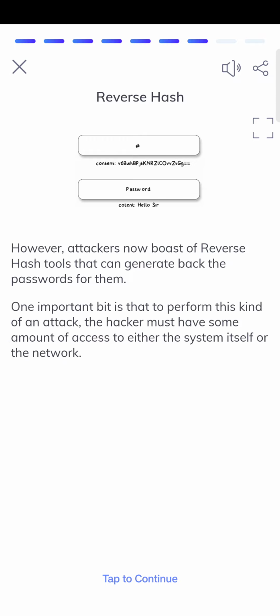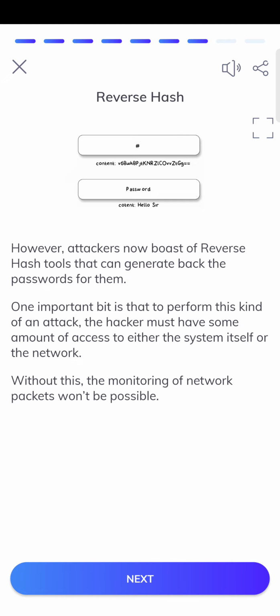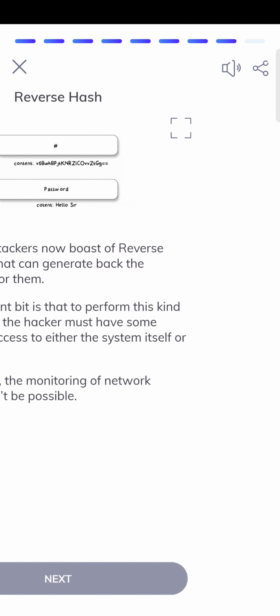One important bit is that to perform this kind of attack, the hacker must have some amount of access to either the system itself or the network. Without this, the monitoring of network packets won't be possible.